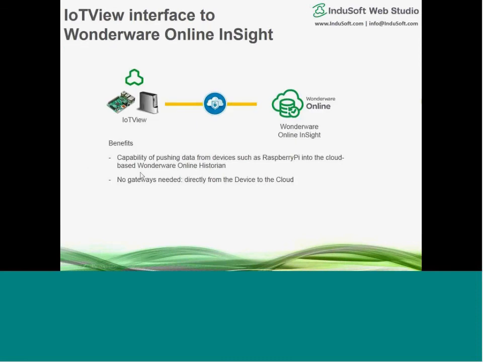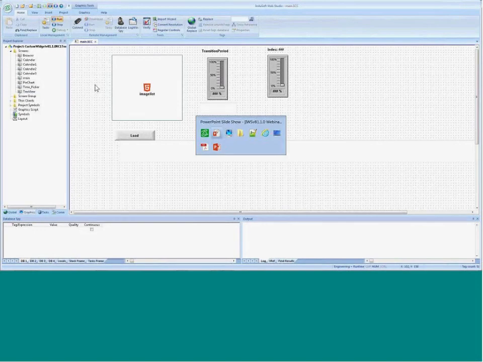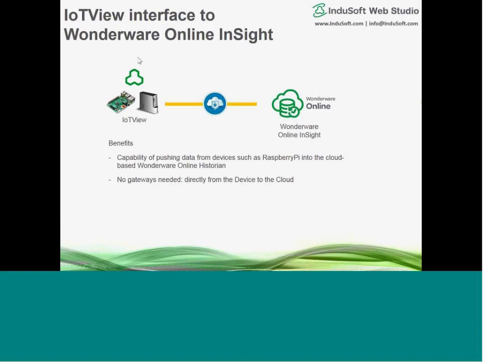All right, so did I cover all of those? I covered the calendar, the browser, the image list, the pie chart, and the tree view. So I guess that's all of those. So let's move on now to the Wonderware Online Insight direct interface from IoT View.